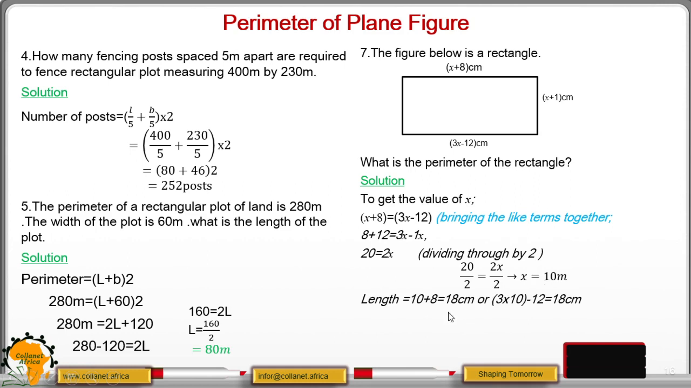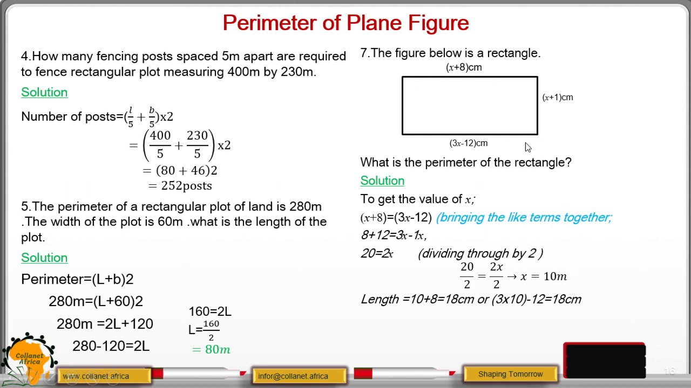After getting 10, we can now get the length. For us to get the length, you need to get 10 plus 8. When you get 10 plus 8, you get 18 centimeters. Or you can put x here. The value of x is 10, so it will be 3 times 10 minus 12. 3 times 10 is 30, minus 12, you get 18. So our length is 18.